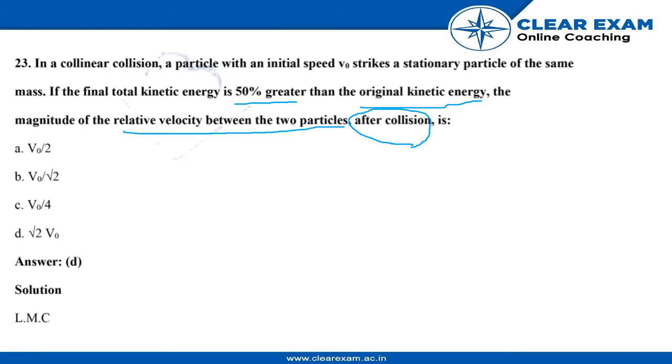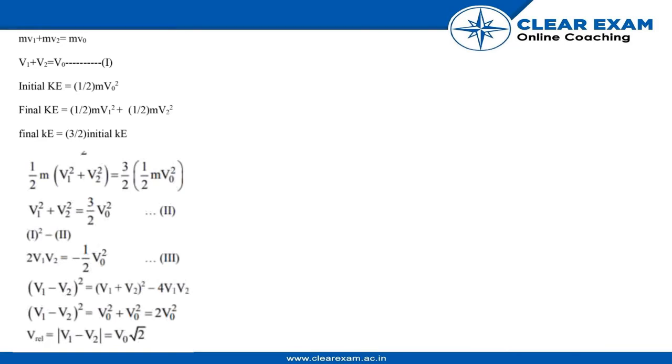Let's start first with linear momentum conservation. In order to do so, we will simply write m1 v1 plus m2 v2 equal to mv0. And here the m will simply be cancelled on both the sides, and v1 plus v2 equal to v0. We will be achieving our first equation.